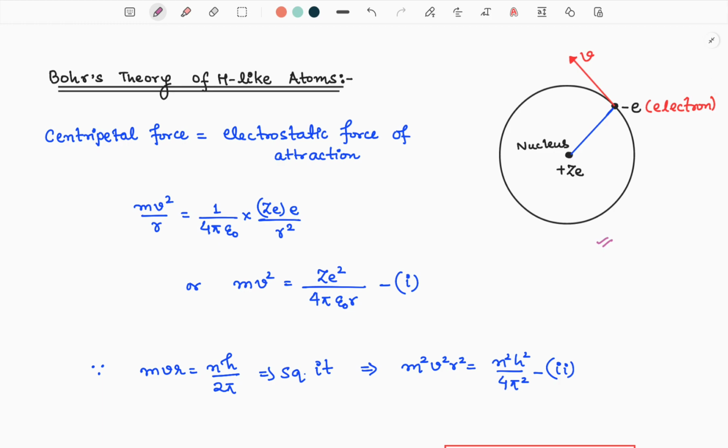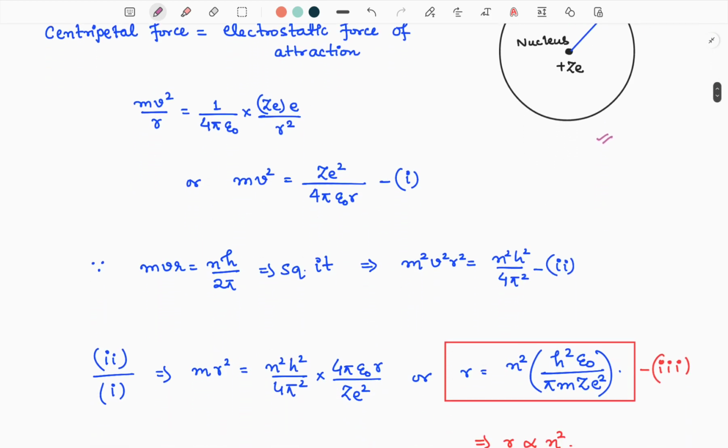Using the first Bohr postulate, we have studied that mvr is equal to nh by 2 pi. So if we square this expression, we will get m square v square r square is equal to n square h square upon 4 pi square.